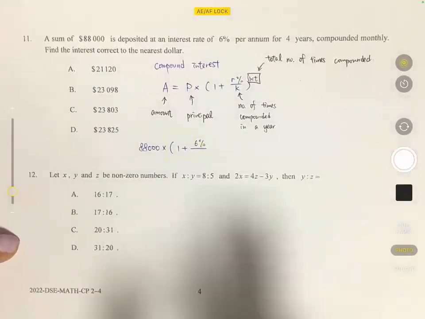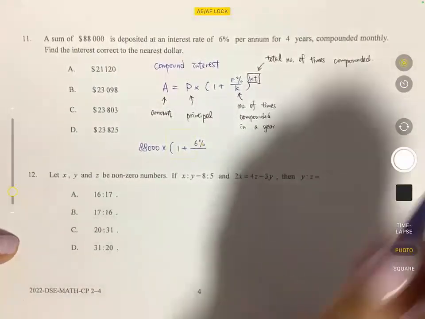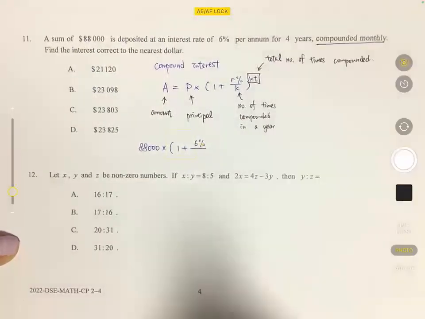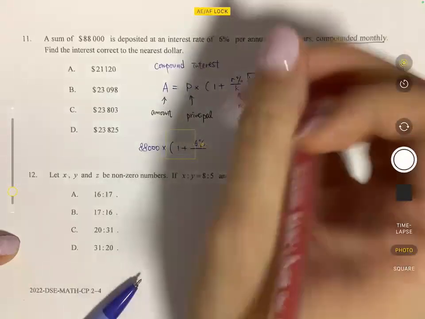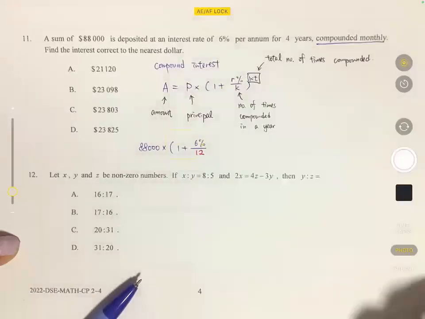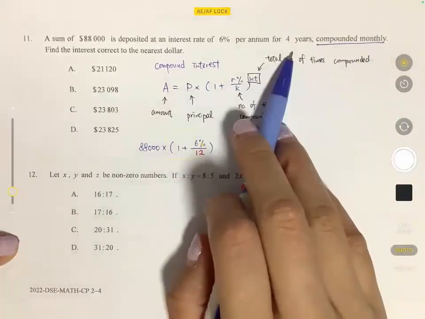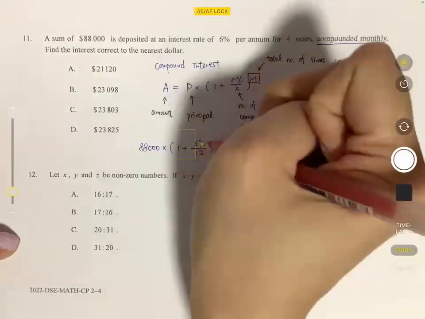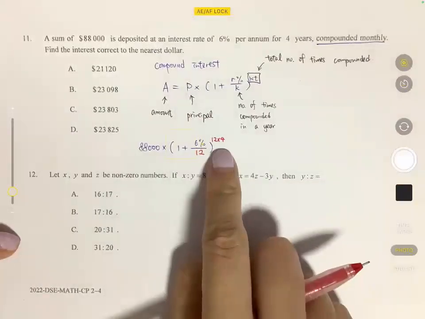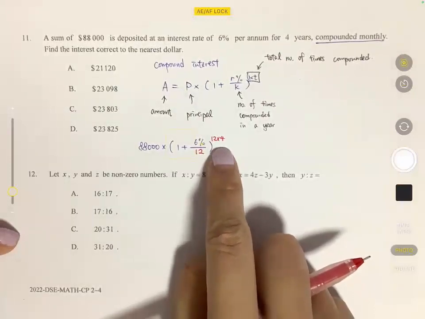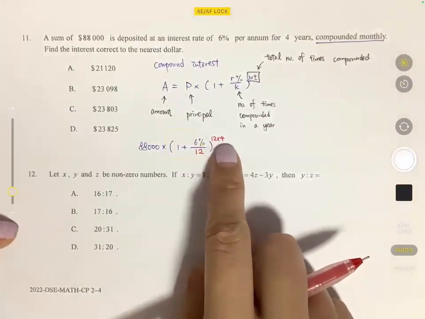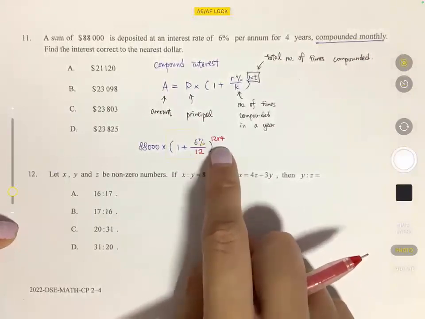So what is meant by K? How many times in 1 year? The question says compound monthly. That means 1 month, 1 time. In 1 year, we have 12 months, that means 12 times. So here I should write down 12. After that, close the bracket and write down the index. 1 year, 12 times. For 4 years altogether, we get 12 times 4, the total number of times for compound.